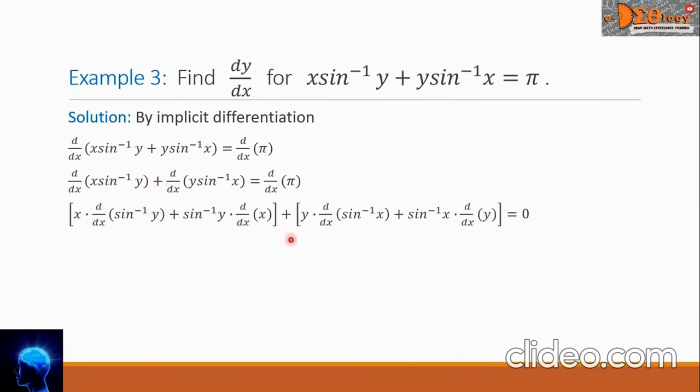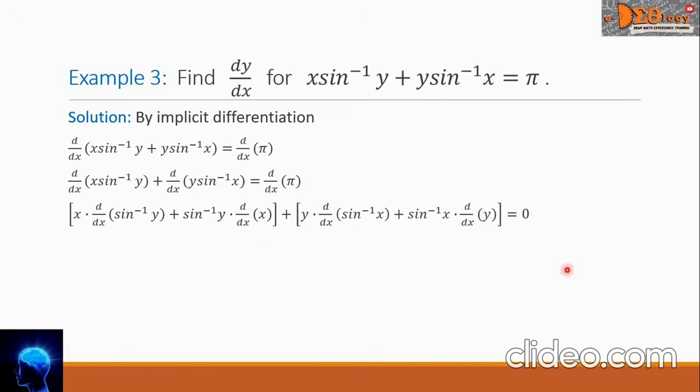Then plus we take the derivative of the second group here, we copy the y times the derivative of sine inverse x plus we copy that second function times the derivative of the first function equals the derivative of the right side, which is pi, and we know that pi is a constant. So the derivative of a constant is 0.